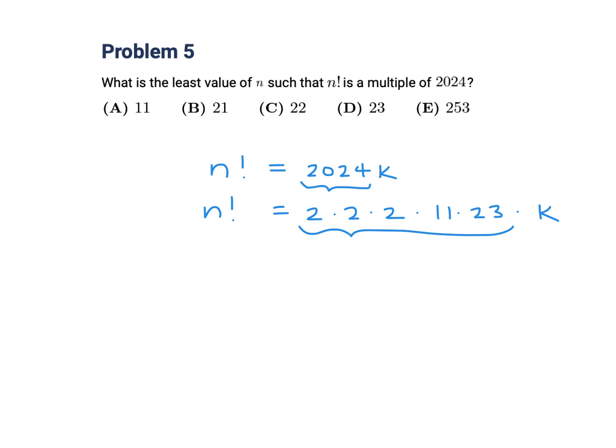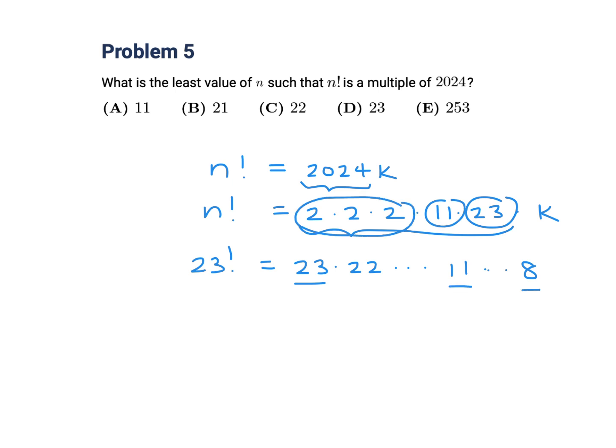Okay, well, let's see. How about 23 factorial? It would have 23 times 22, dot, dot, dot, and then eventually you'll get to an 11, and then eventually you'll get to an 8. So that 23 is covered, that 11 is covered, and this 2 times 2 times 2 is 8, that would be covered. And this k, we can just make that 1, because it just says a multiple of 2024. It doesn't say that it has to be 2024 times 2 or times 3. So if k is 1, that's sufficient. So I think 23 factorial, yeah. So that would be D.